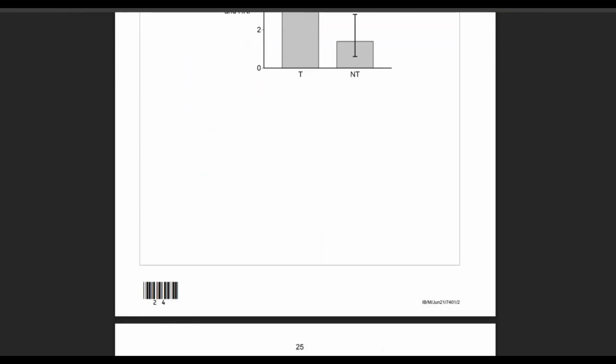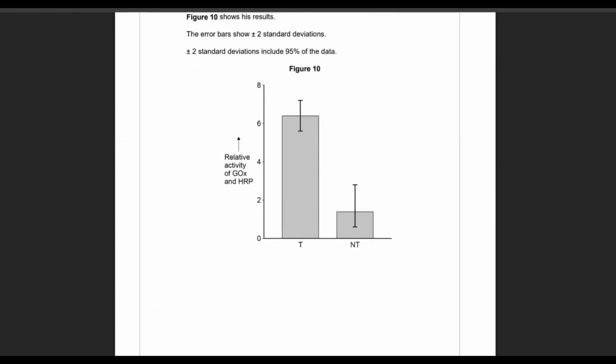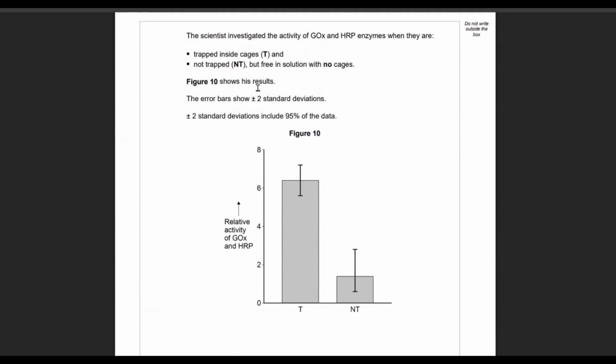Let's see what the actual question is. What can you conclude from figure 10 about the effect of trapping GOX and HRP inside the cages? It's worth 3 marks. Let's do it up here, where the actual graph is. So the relative activity of GOX and HRP is higher in cages. We can see that clearly there. The fact that these two bars, look, there's no overlap between the bars. There's a space, so we can say it's significant.